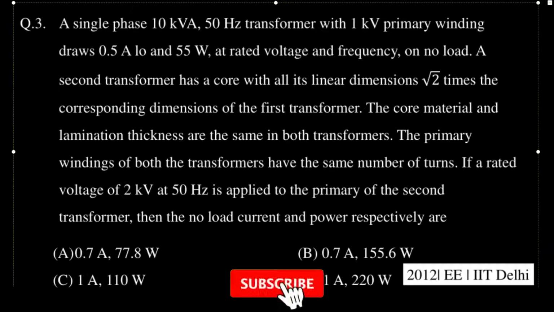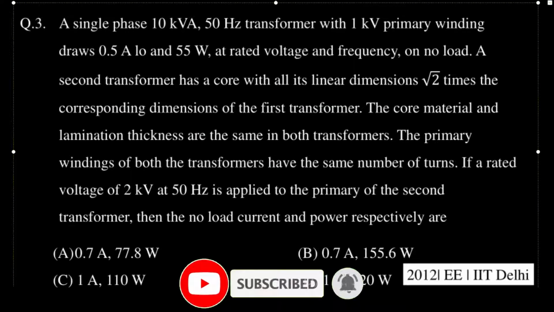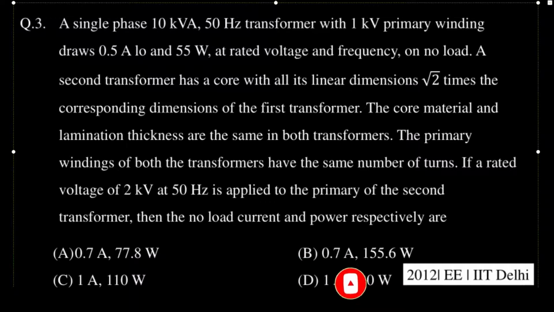This question was asked in the year 2012. There is a single phase transformer of kVA rating 10 and 50 Hz, with its primary winding at 1 kV drawing 0.5 amps and 55 watts of power. This is at no load. That means it is taking a no load current I naught of 0.5 amps, and we all know that at no load the losses will be core losses. Hence core loss will be 55 watt.